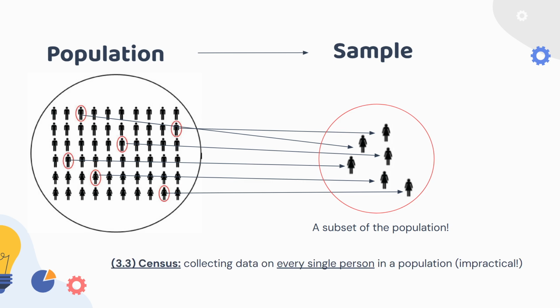And then in 3.3, one of the sampling methods is a census, which is when you collect data on every single person in the population. Typically, this is impractical. You cannot do this. You should not always use a census. If the population is small, however, you can do a census, but it depends. But usually you should do a sample since it's better, right?